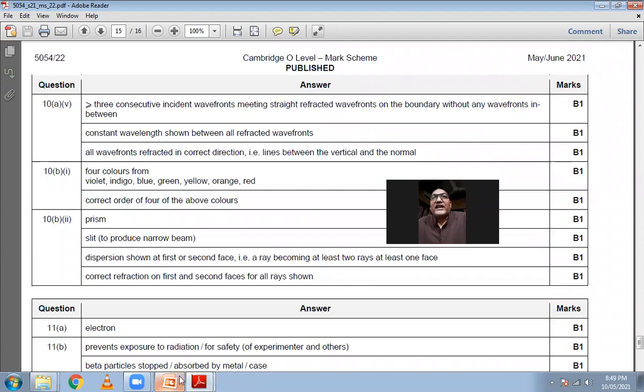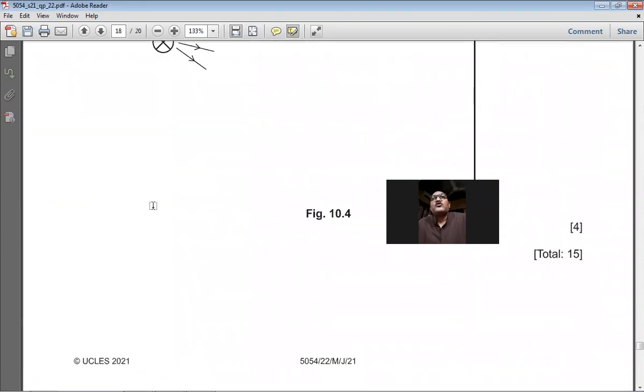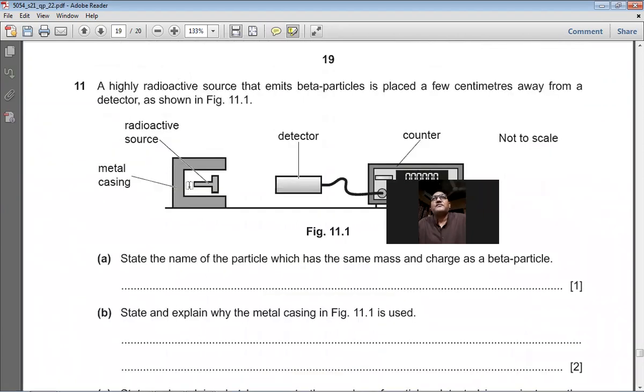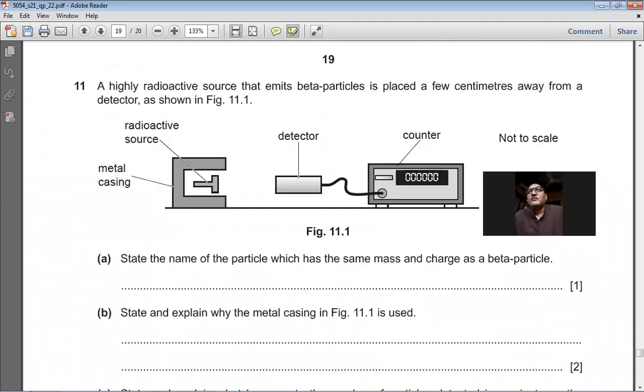Okay, so let's go to the next question. The next question coming up on your screen is question number 11. Here we go. A highly radioactive source that emits beta particles is placed a few centimeters away from a detector, as shown in the figure 11.1. So here we have a source which is giving out radiation, and it's giving out beta particles. And you can see here we have put a metal casing around it. And here we have a detector, a GM tube, and it's telling you the count rate.